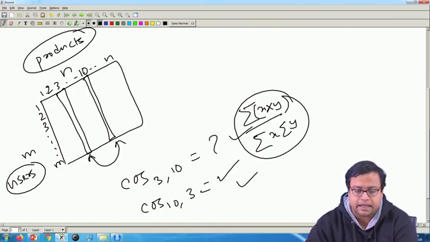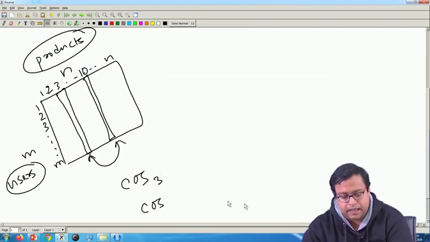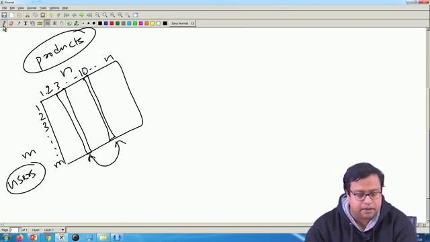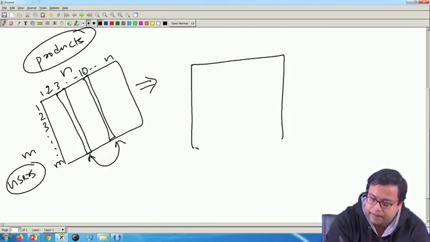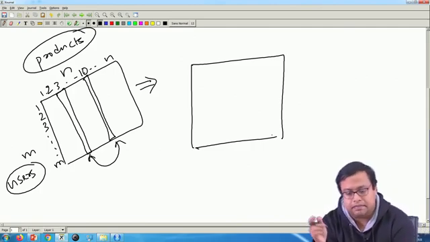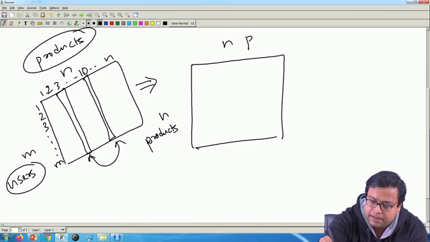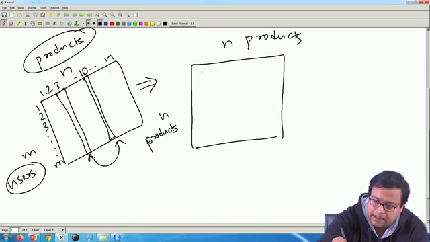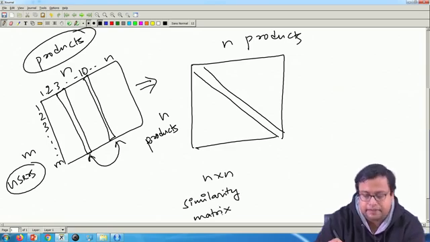So, if I get the similar thing here as well, and if I try to convert it in a matrix, how will it look like? Each item to each item. So, this will create n number of products here and n number of products here, and this will be a similarity matrix. So, n into n similarity matrix gets created. Fair enough.